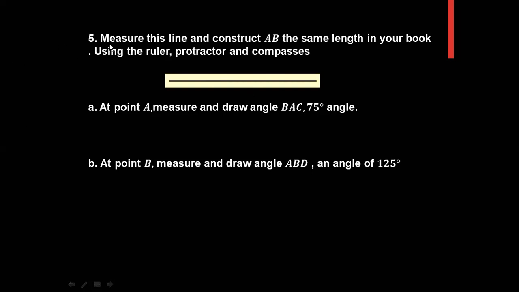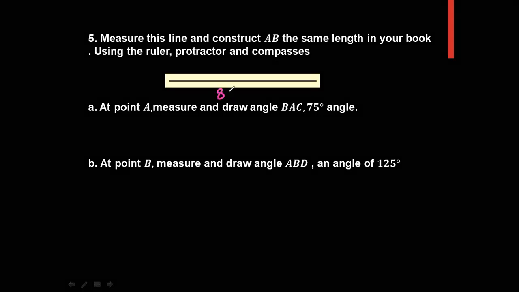But the question here: measure this line and construct AB the same length in your book using the ruler, protractor and compass. If you use your ruler, you put 0 here and see where the last point lands. In this problem it will be 8 centimeters. This is the point A, and this is the point B.